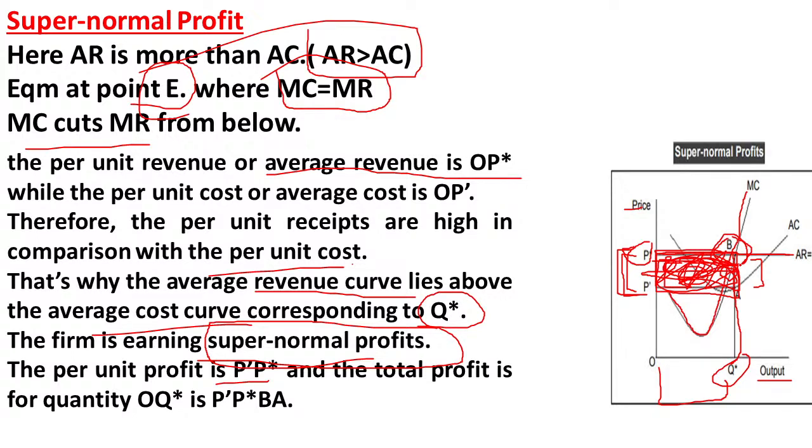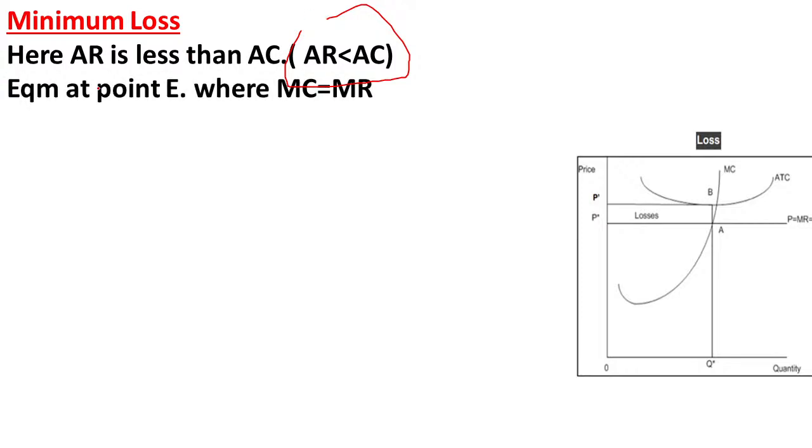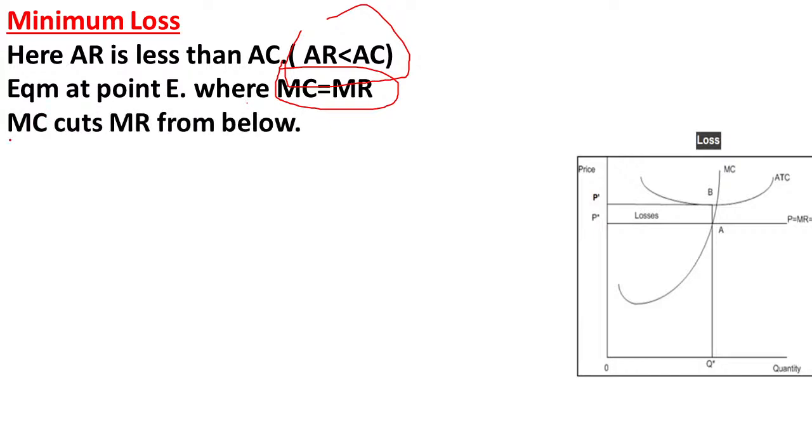Now let us move to the case of minimum loss. When it comes to minimum loss, the average revenue is less than average cost. So here revenue is less than the cost. At equilibrium, again the two conditions: marginal cost is equal to marginal revenue, then the marginal cost curve cuts the marginal revenue curve from below.